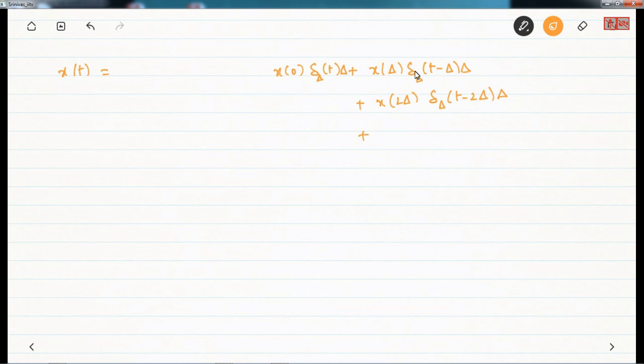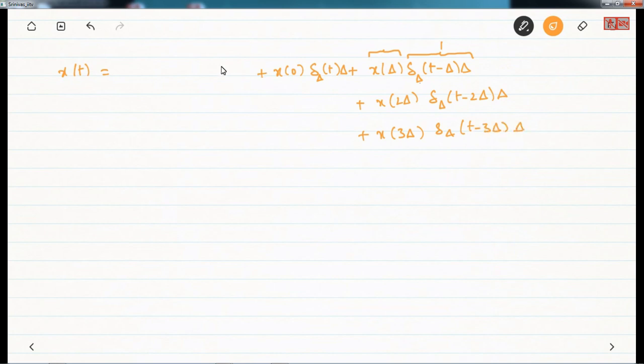At that point, the height of delta delta of t minus delta is 1. So the height of this entire signal is 1, and I am multiplying it with the height of x at that point. Similarly, I am shifting it by 2 delta units and then multiplying with the value of x of 2 delta, and x of 3 delta, and t minus 3 delta, and so on.